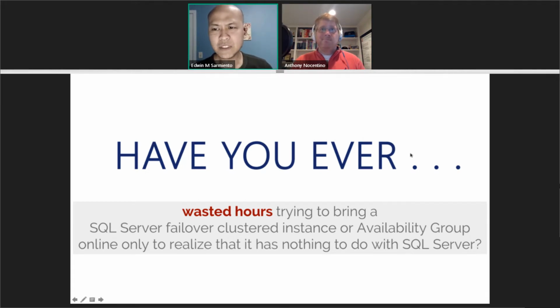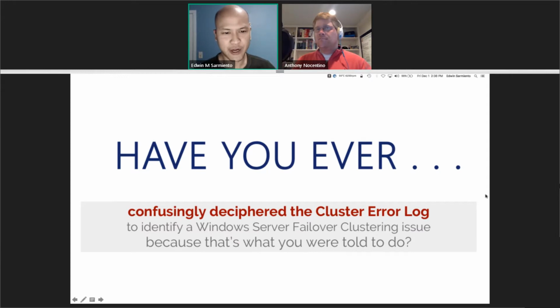Harry was saying, unfortunately, yes, I was brought in to try to figure out what went wrong when a failover cluster instance or an availability group went offline. Another question, though: have you ever confusingly deciphered the cluster error log to identify a Windows Server Failover Clustering issue because that's what you were told to do?